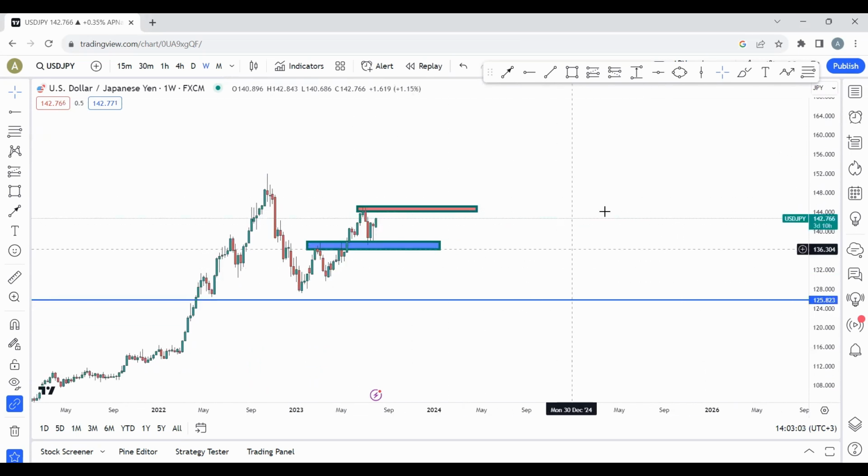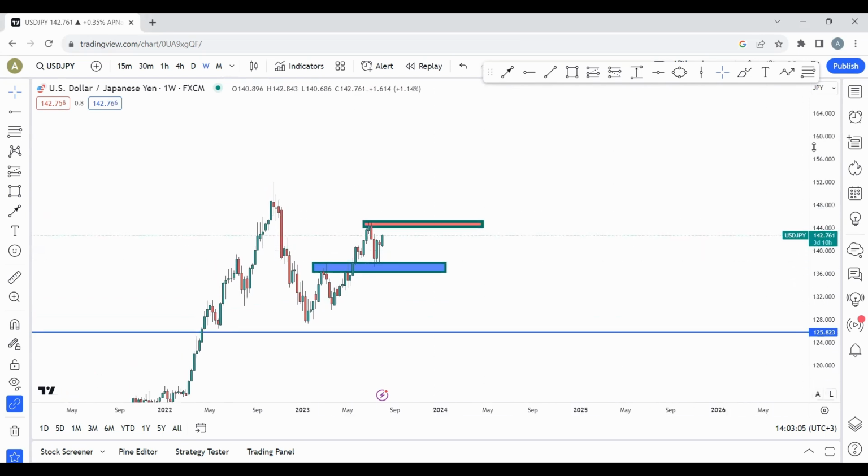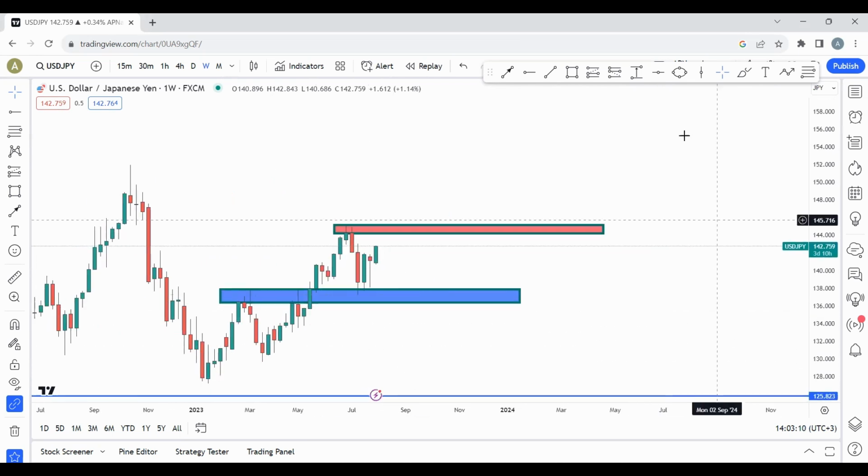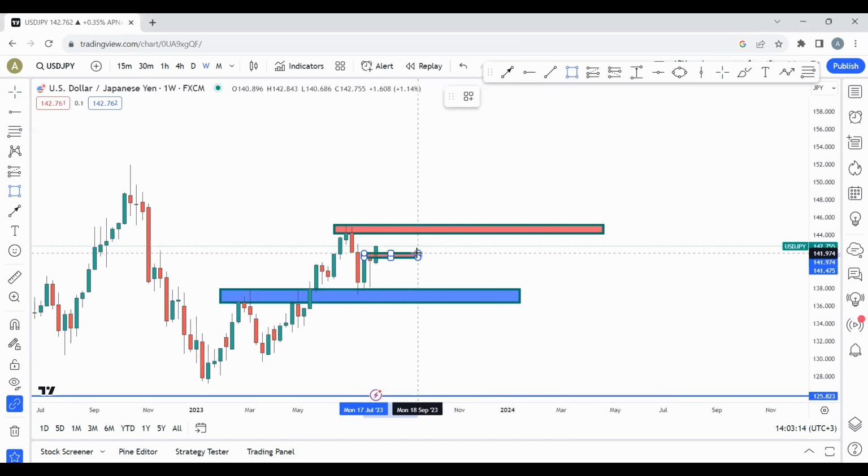Right? Now, we have identified our next target, which is this one here, but also we have an inside structure the market has created. If the market hits there and reverses, where is it reversing to? We have this area here, right? Remember, red is the weekly level.